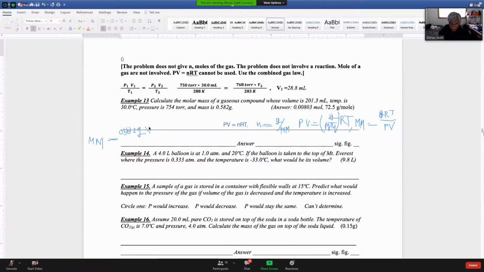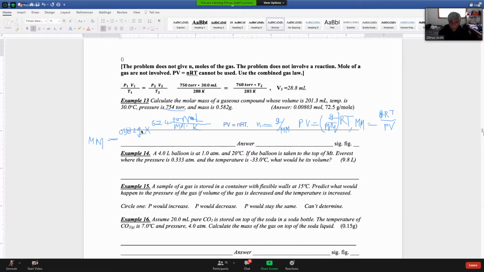Multiply by R. Which R are we going to use? Pressure is given, 754 torr. So we're going to use the R that has torr in it. That is going to be 62.4 torr. And I want you to always write down all units. So you're going to write down torr multiplied by liter, divided by mole, multiplied by Kelvin.